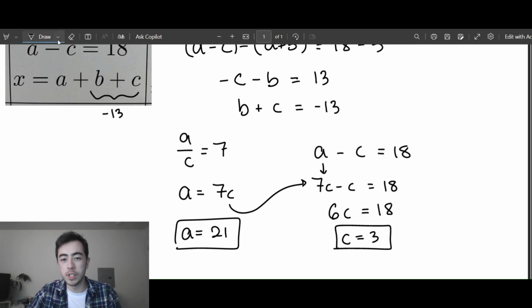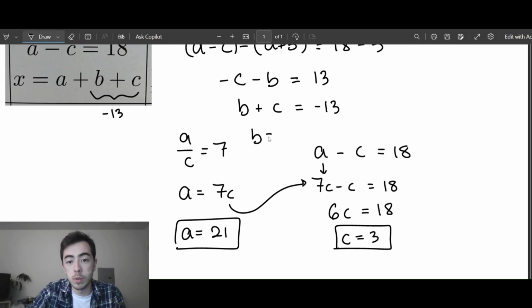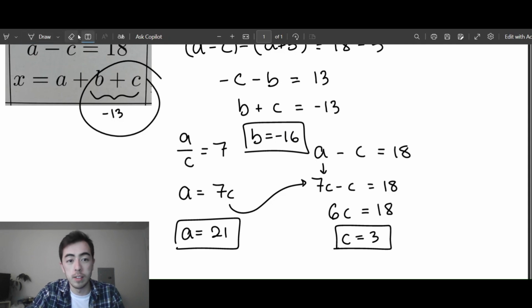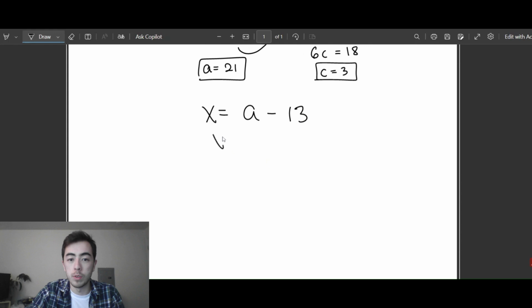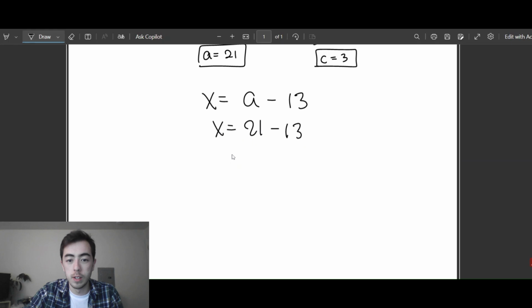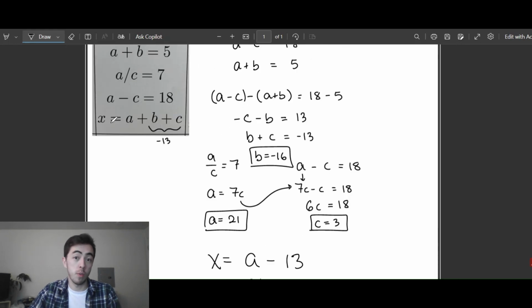But just for completion's sake, I can see that if I plug in a 3 right here, then B should be negative 16. So I'll just put that here. B equals negative 16. Ultimately, this negative 13 still stands. And so I could say that X is equal to A minus 13, or X is equal to 21 minus 13. And the difference between those two numbers is 8, which matches today's date. So X is 8. And that was solving a system of 3 equations.